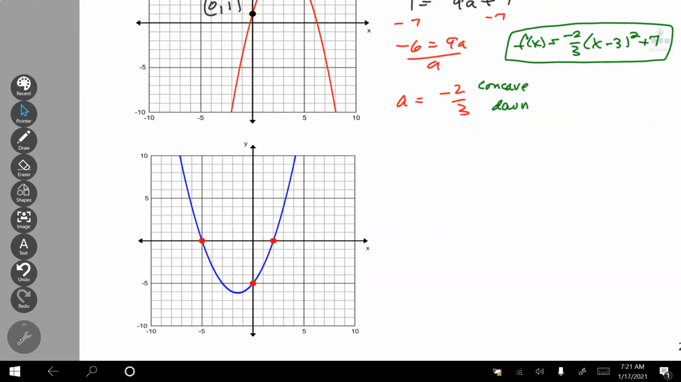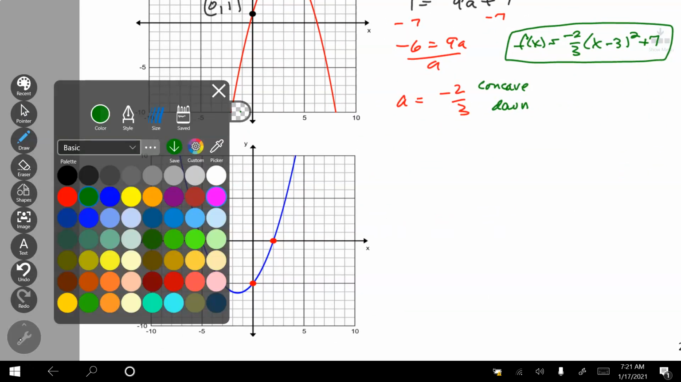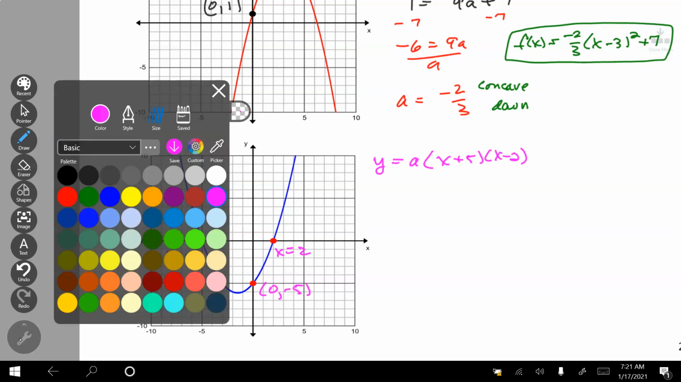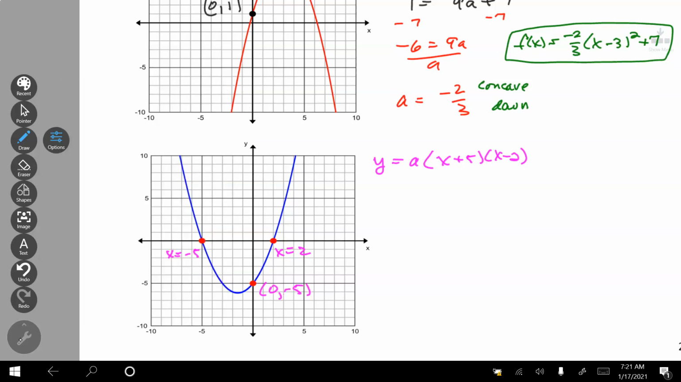Same thing for this one, except now you have x equals 2 and x equals negative 5. Those are my x-intercepts, so I'm going to use the x-intercept form, or y equals a times (x plus 5) for the first root, (x minus 2) for the second root. I have the point here, (0, negative 5). I'm going to plug that in.